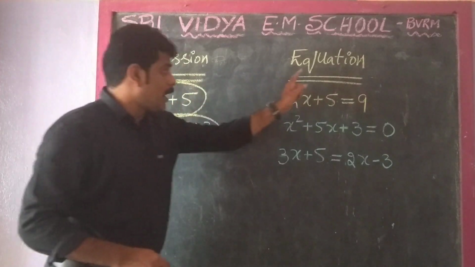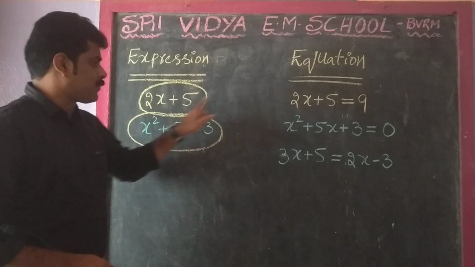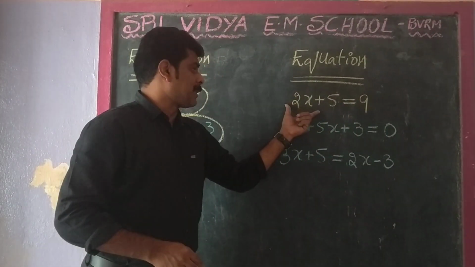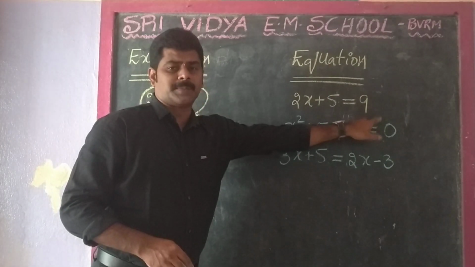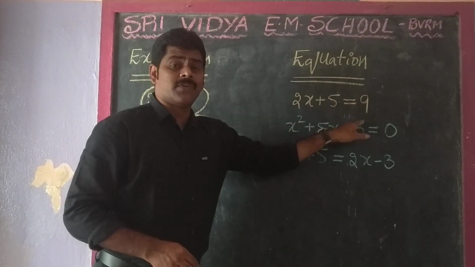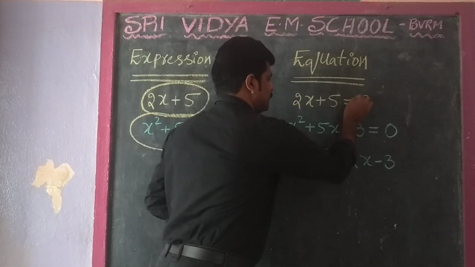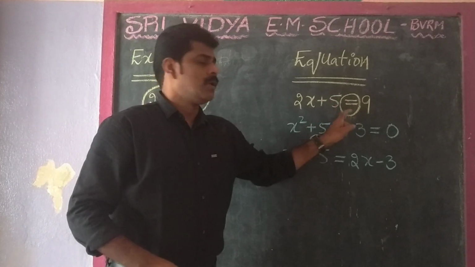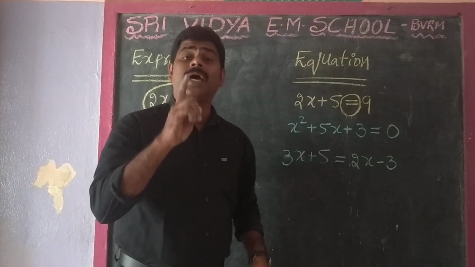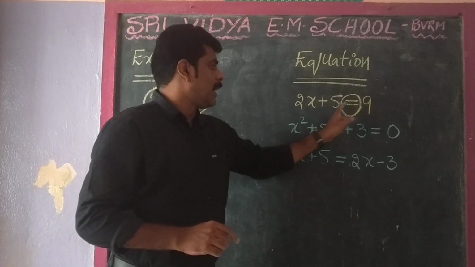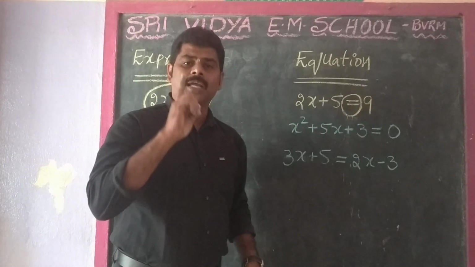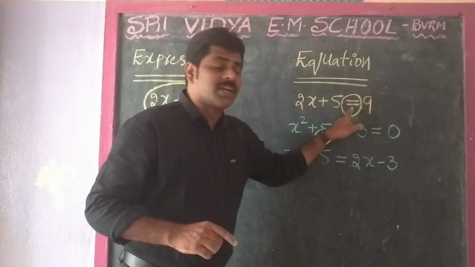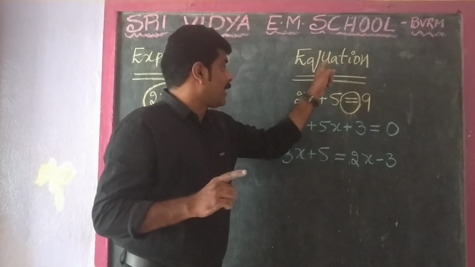Let us come to equation. Here 2x plus 5 is equal to 9. An algebraic expression equal to another algebraic expression or a constant is known as an equation. We use the equality sign, is equal to. So 2x plus 5 is equal to 9 is an equation. Without the equality sign, it is an expression. With the equality sign, it is known as an equation.